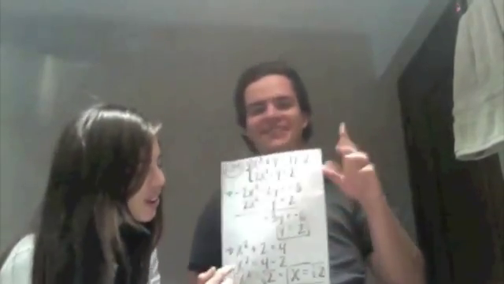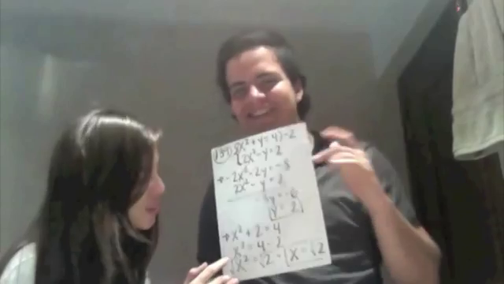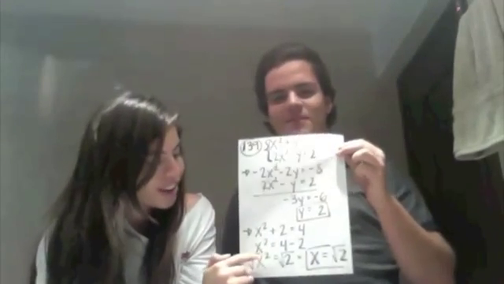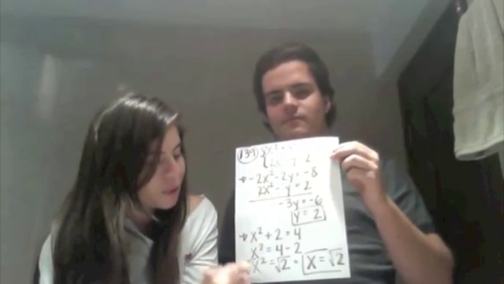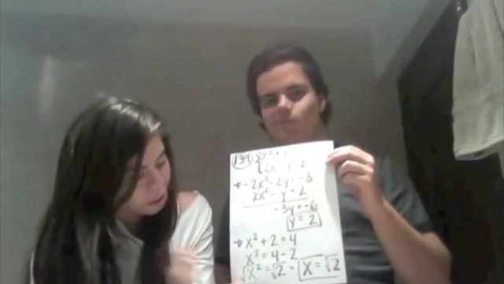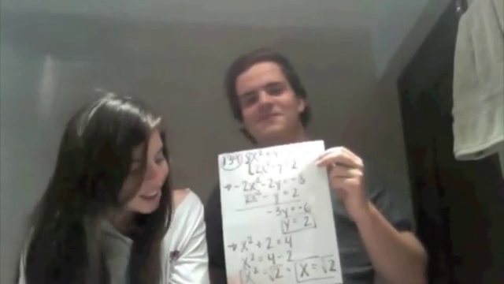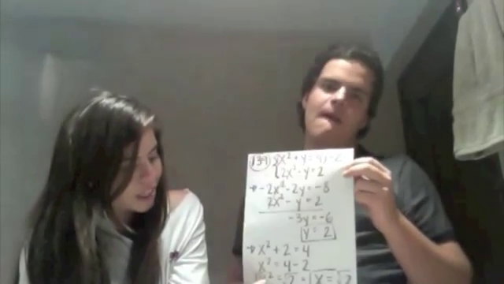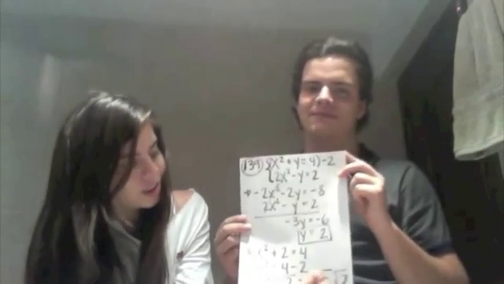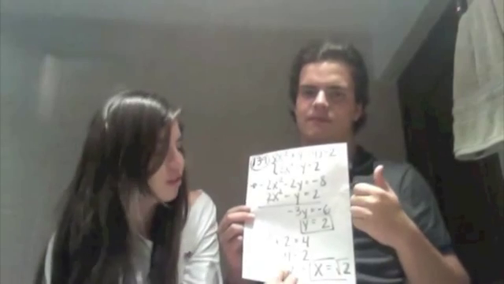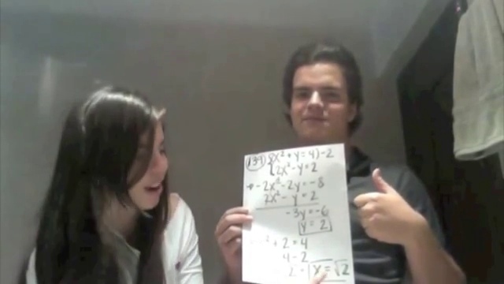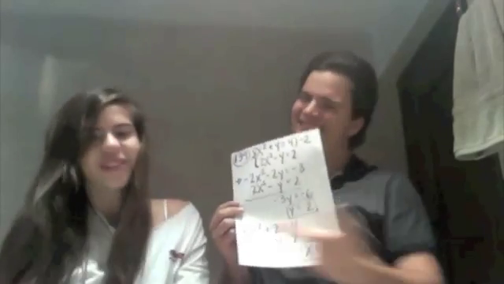In order to take out the squared, we need to put a square root on both sides. So we put the square root on both sides, and the squared is cancelled, and that will give you x equals square root of 2, because 2 doesn't have a square root. So that's why we got a square root of 2.